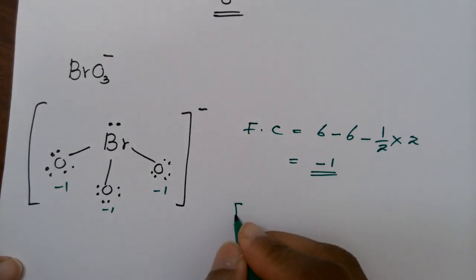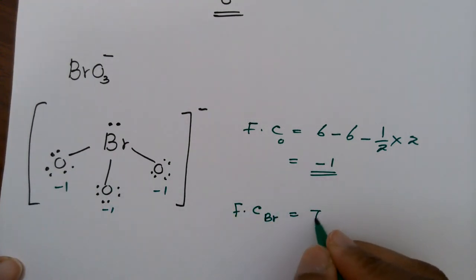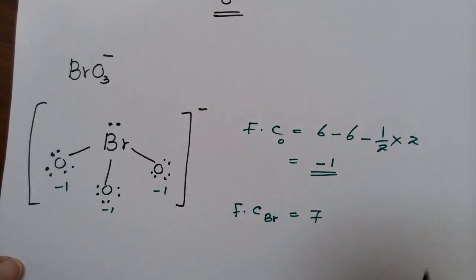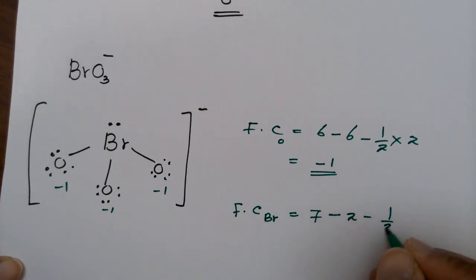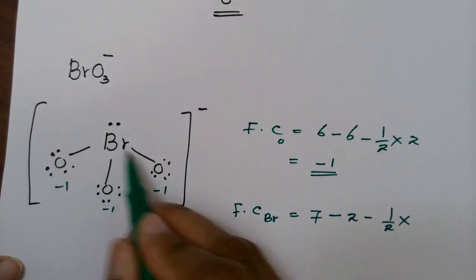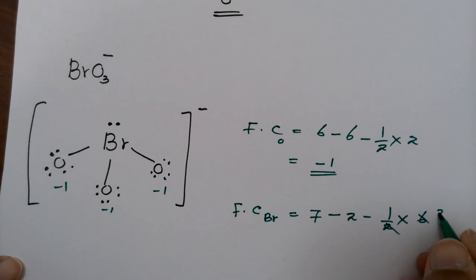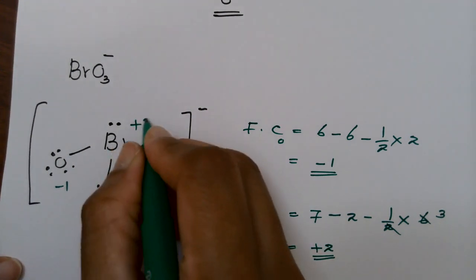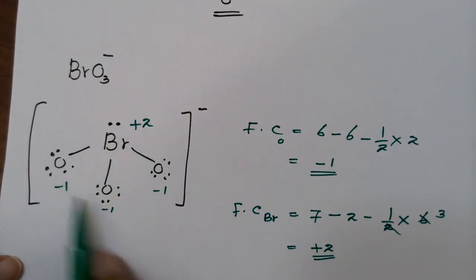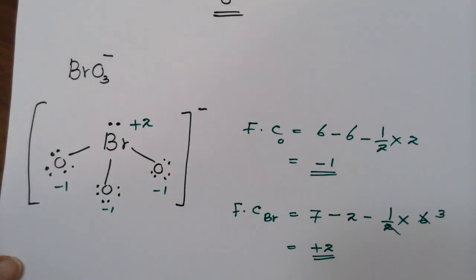Now let's calculate the formal charge on Br. 7 valence electrons, because bromine is in group 7, 7 valence electrons minus lone pair electrons 2, minus half times bonding electrons. 1, 2, 3. There are 3 bonds, 2 electrons in each bond, so 6 electrons. So 7 minus 2 is 5, 5 minus 3 is plus 2. So on bromine there is a plus 2 charge. So the plus 2 cancels with 2 of the minuses, and the remaining charge is minus 1, that is the charge on BrO3, bromate.